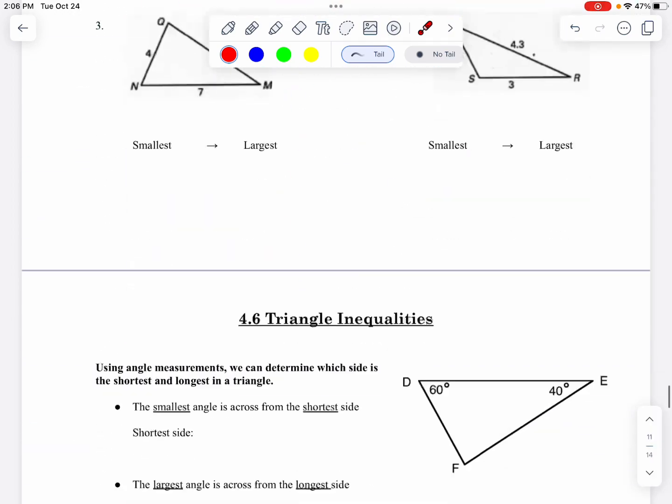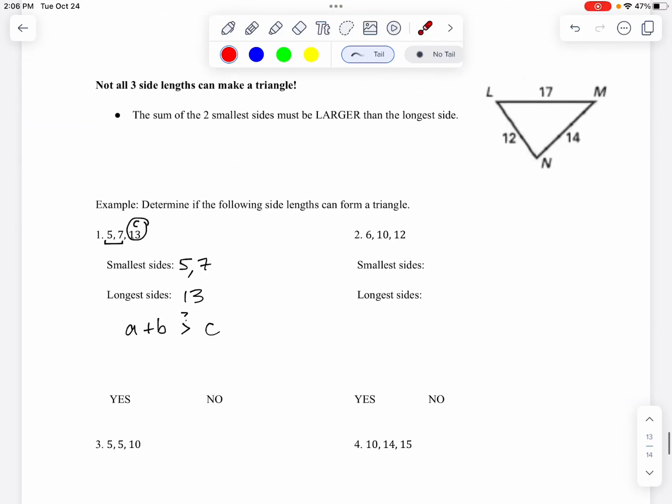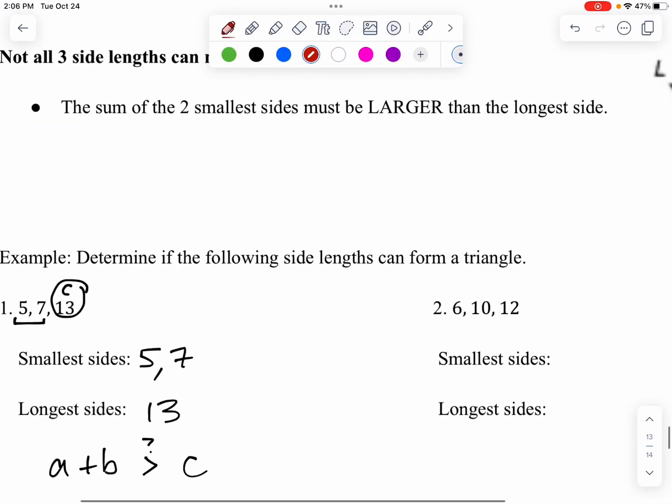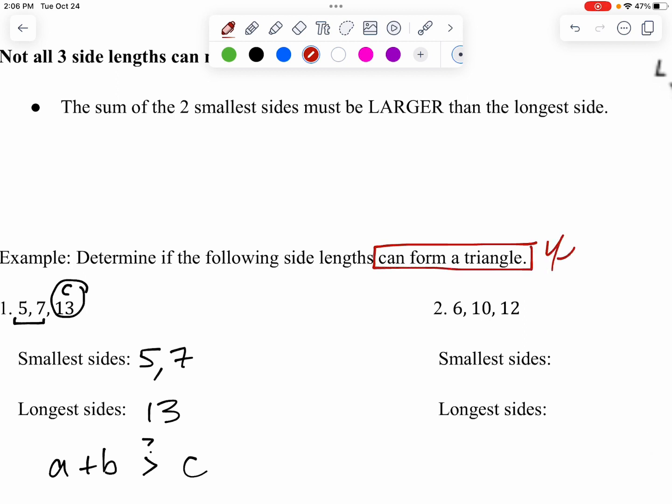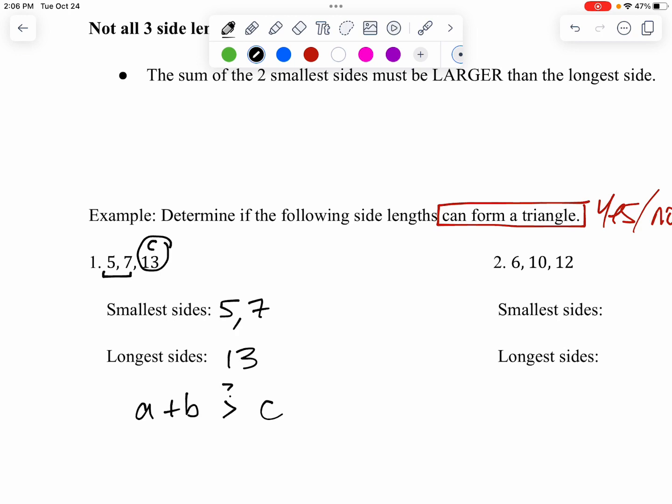Those questions we did yesterday, I asked you, is it acute, obtuse, or right? And you had to actually pick the word. This is asking me something different. Can they form a triangle? It's a yes or no question. It's not pick acute, obtuse, or right. We will put this on our note card, but here's how we're going to set it up.